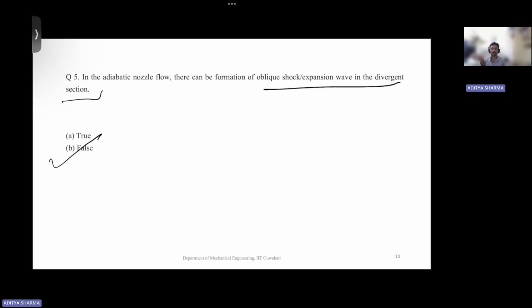Also, when there are reflections or interaction of your shock wave or your expansion wave with the free boundary. So we have seen in previous week's content that for your oblique shocks, you get expansion waves, and for expansion waves, you get oblique shocks. Okay. So that is there. So this is question number 5. This is false.